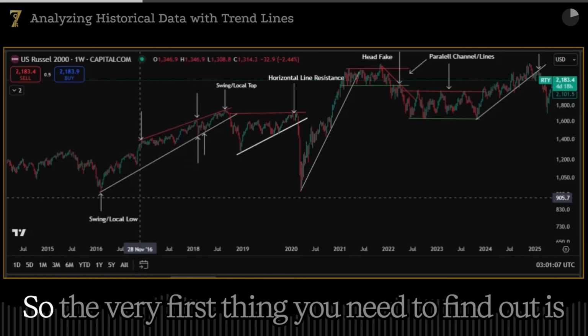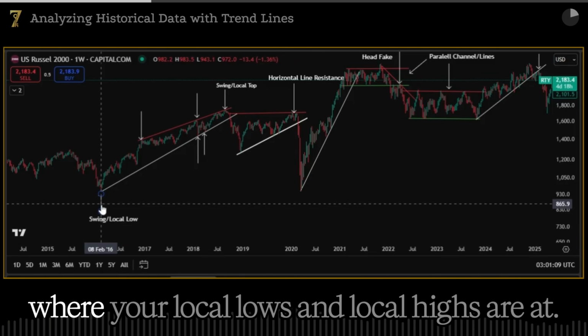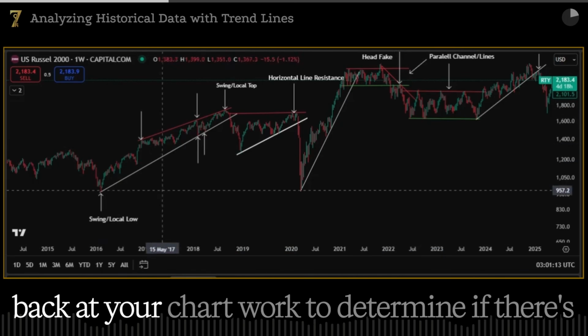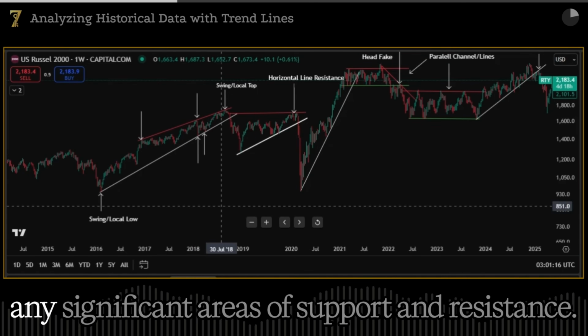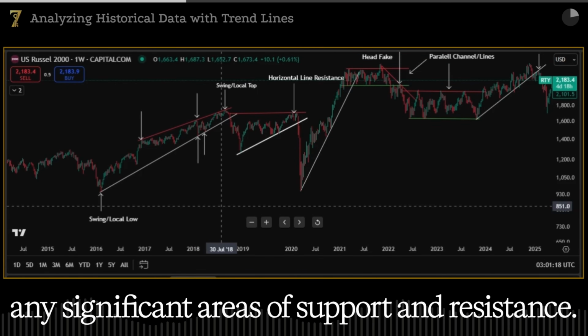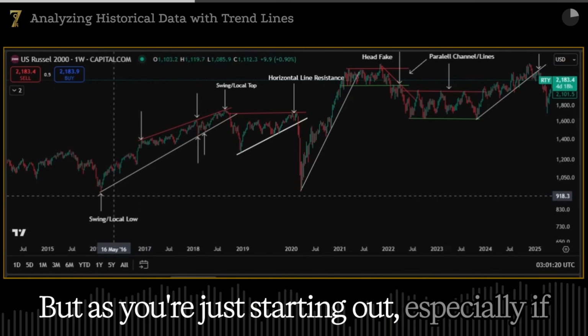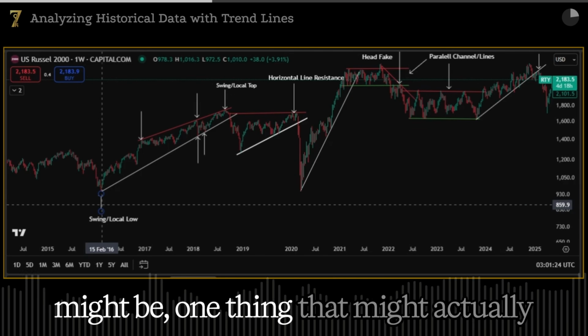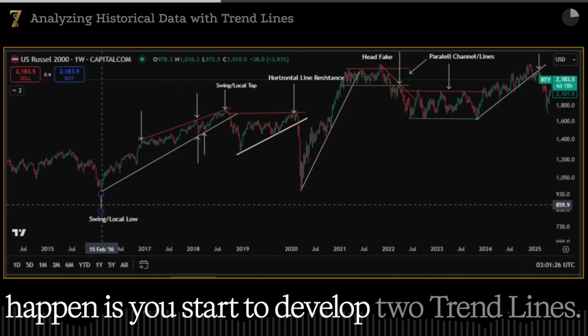trend is at. So the very first thing you need to find out is where your local lows and local highs are. And this will help you when you're looking back at your chart work to determine if there are any significant areas of support and resistance. But as you're just starting out, especially if you're trying to determine where a trend might be, one thing that might actually happen is you start to develop two trend lines.